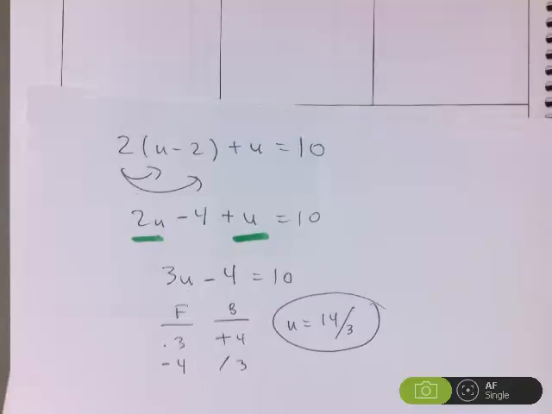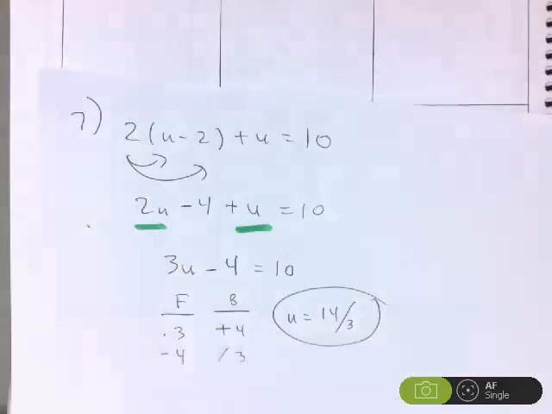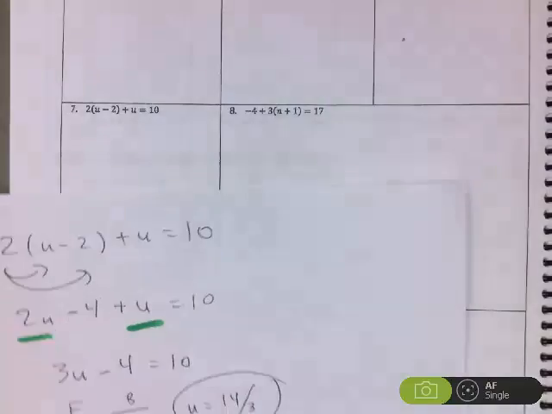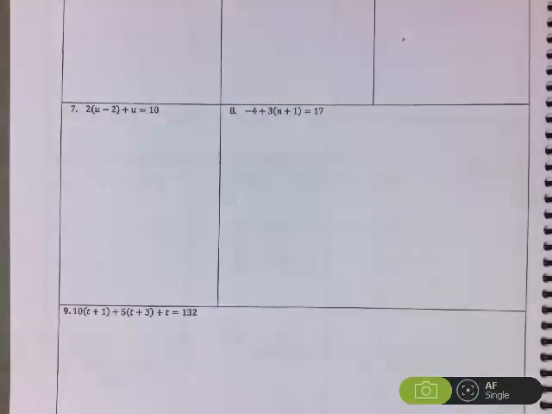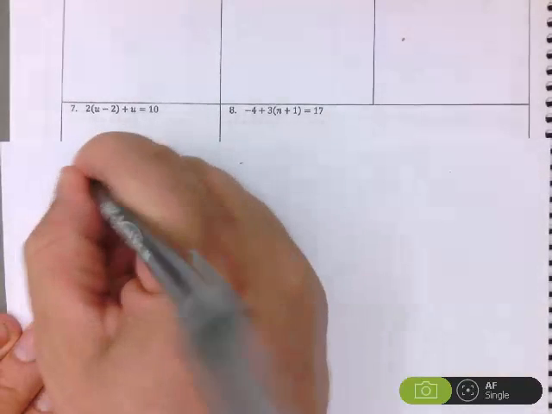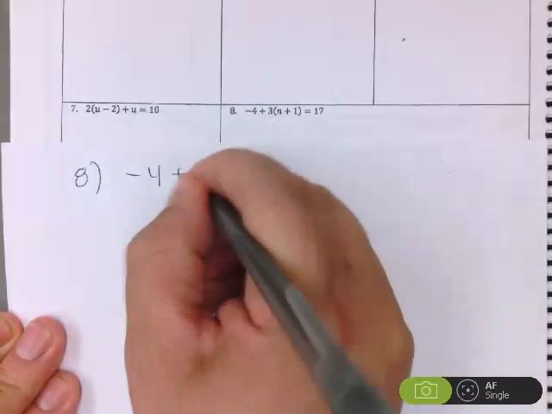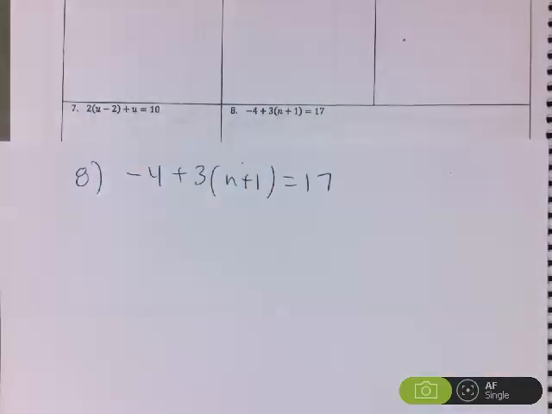Okay. All right, let's look at number 8 also, which is right next to it. So that was number 7. Like I said, this is page 44 in the course pack. Okay, so number 8 is negative 4 plus 3 n plus 1 equals 17.